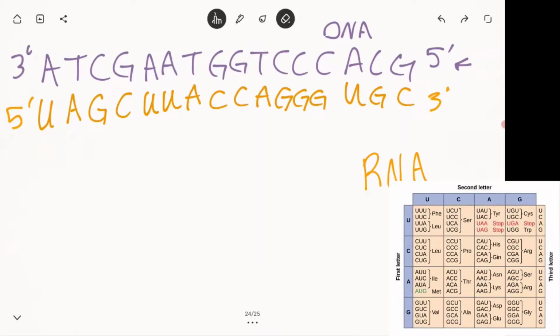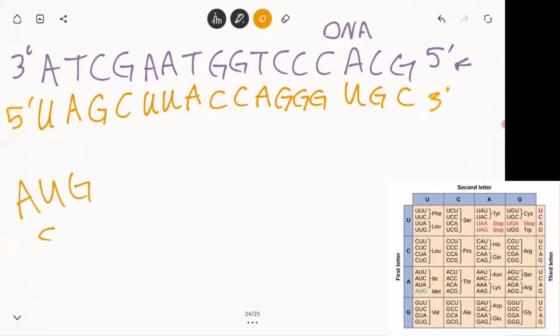Okay, so this isn't perfect because we didn't start with a start codon. Remember, if we had, AUG is our start codon. But that was my bad. That's all good. We can still practice though. Okay, so remember, DNA is read in triplets that we call codons.